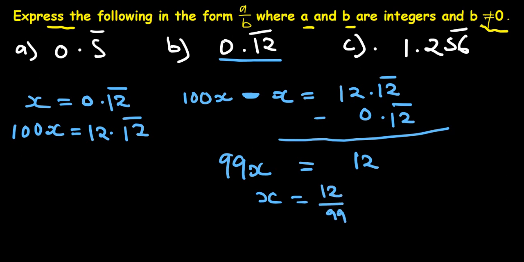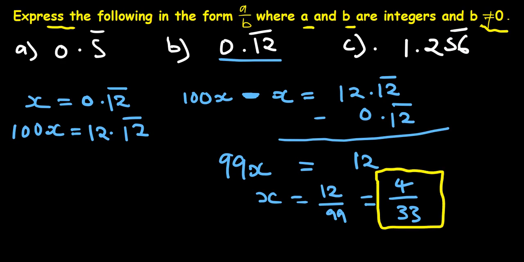So we do have numbers that can go into 12 and 99. So 3 into 12, we are going to have 4. And then 3 into 99, we're going to have 33. Okay, so 4 and 33, they do not have a common number that can go into them. So it means this 4 over 33 is our answer for the second question. Okay, so any questions there?